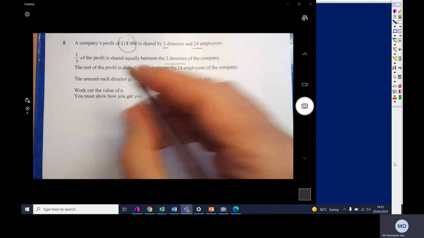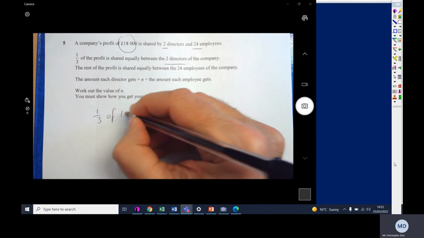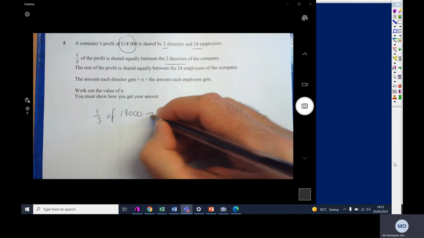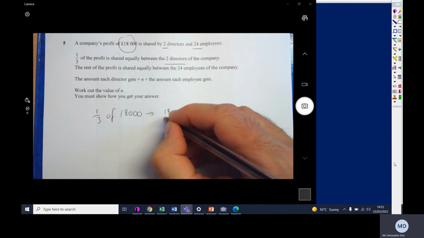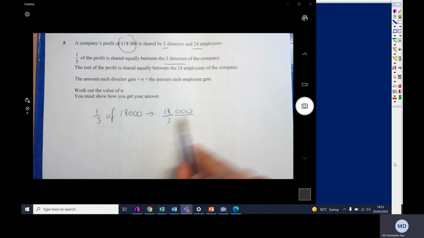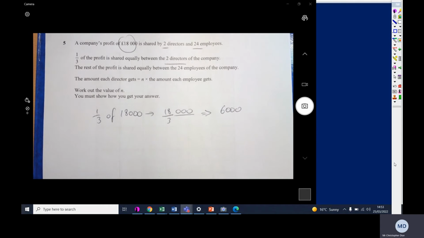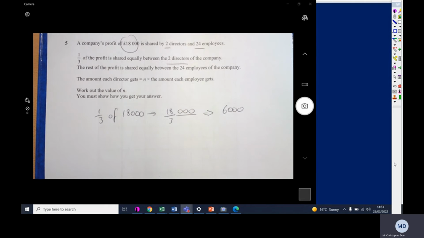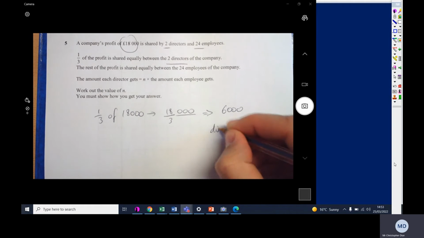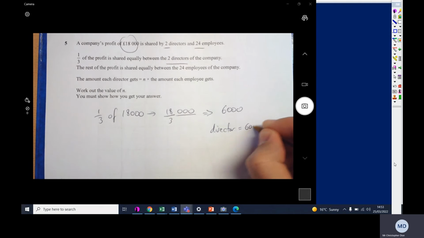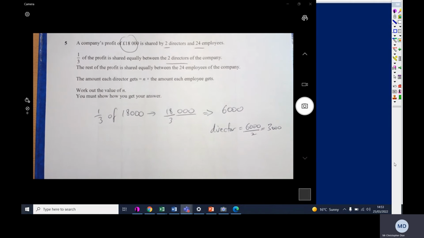So a third of the profit, we've got to find a third of 18,000, which is 18,000 divided by 3. So I'm going to keep my 1,000. A third of 18,000 is going to give me 6,000. And that's for 2 directors, isn't it? It's shared equally by 2. So that means a director gets 6,000 divided by 2. So £3,000 for the directors, both directors.